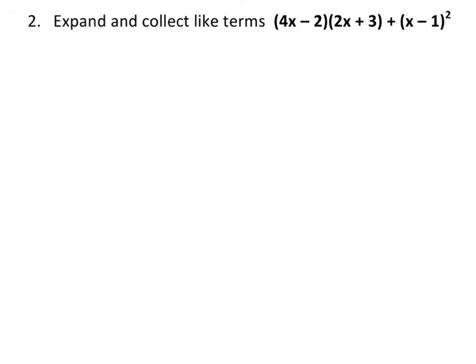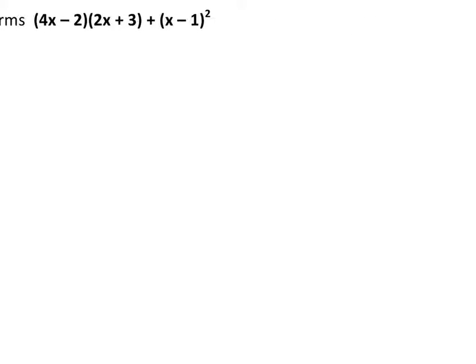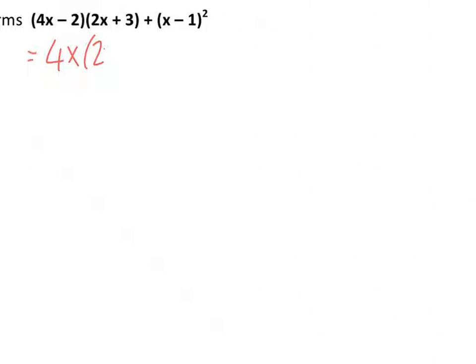This is question number 2 in the non-calculator. We're asked to expand and collect the like terms, and we have double brackets, and we have a square bracket, and these are adding together. So move this over to give us a bit more space. So the first thing we're going to do is multiply the double brackets. That means we want to multiply everything from the first bracket by everything in the second bracket. So we'll take the 4x first of all, and we'll multiply that by the second bracket, and then we will take the -2 from the first bracket, and once more multiply that by the second bracket.